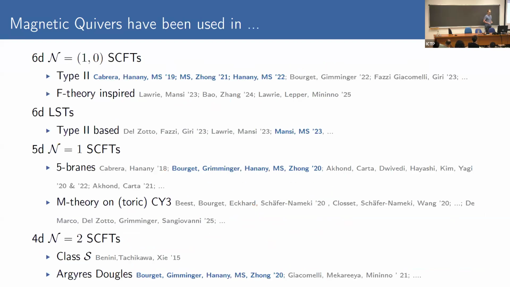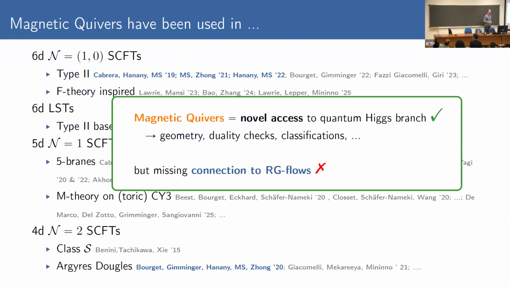Now comes an advertising slide, just to tell you that magnetic quivers have been applied in a variety of different setups by a large number of people in this audience. So if you see something that you like, you can just reach out to the persons that I've cited here. What I want to convey with this message is that it's a nice unifying framework to a large class of theories across dimensions that works for these quantum Higgs branches. And if you just use the magnetic quiver, you already have access to a lot of information.